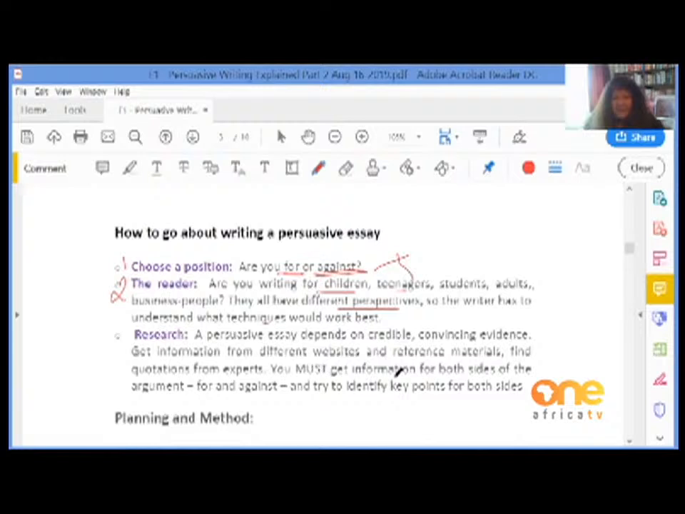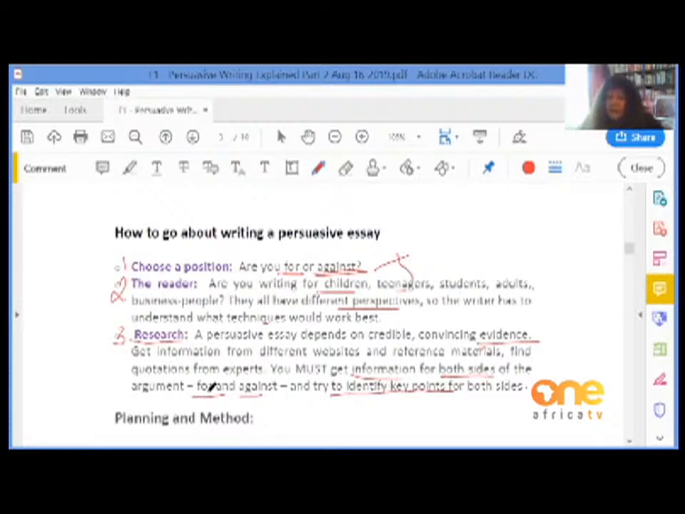The next thing you have to do is do your research. A persuasive essay depends on credible, convincing evidence. So what you need to do is get your information from different websites and reference materials, find quotations from experts, and of course, don't forget, you need to get information from both sides of the argument. You always need for and against, and you have to identify the key points for both sides.